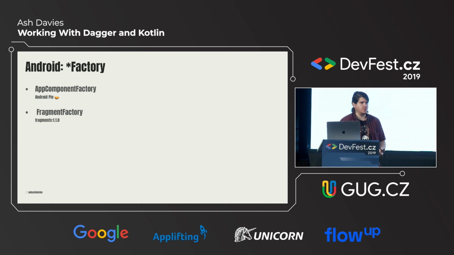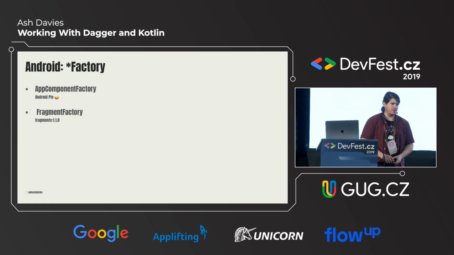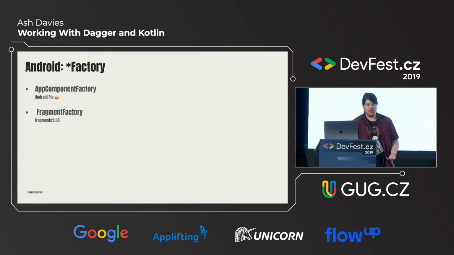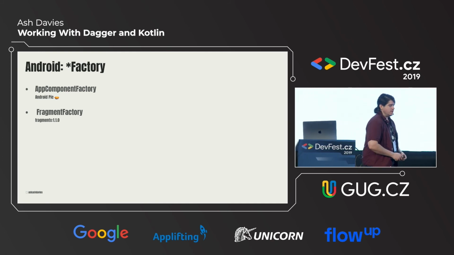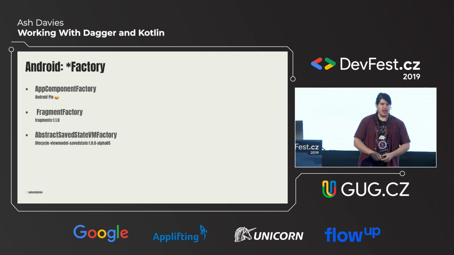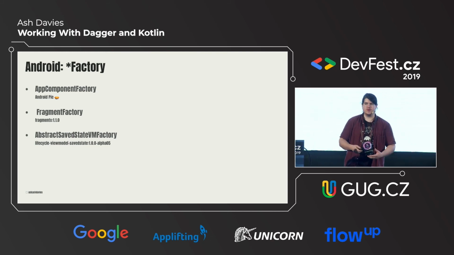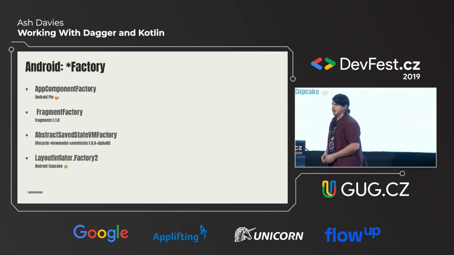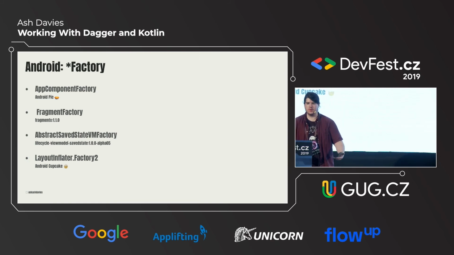We're in a bit of a better situation with the fragments because this is part of the AndroidX libraries, so you can actually start using this already. It's already stable, you can start using it. I think it's version 1.10. And we have this abstract state view model factory as well, which is the same as the normal view model factory, which you're already familiar with.